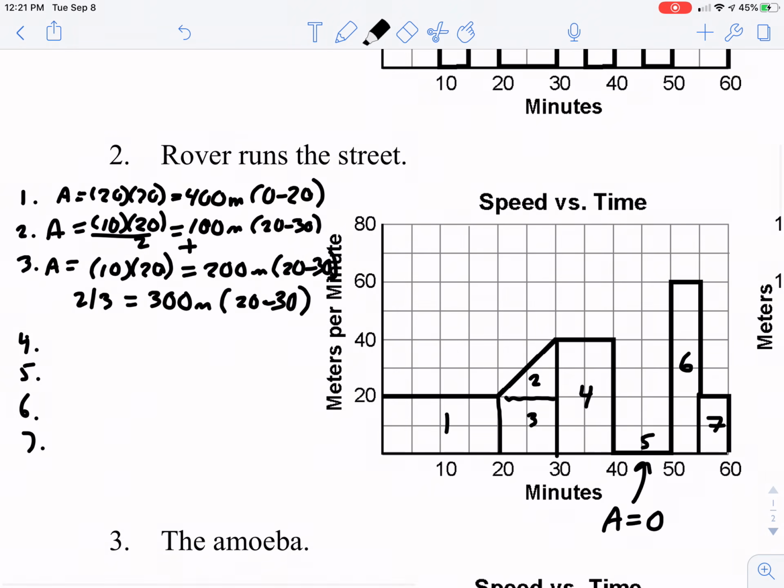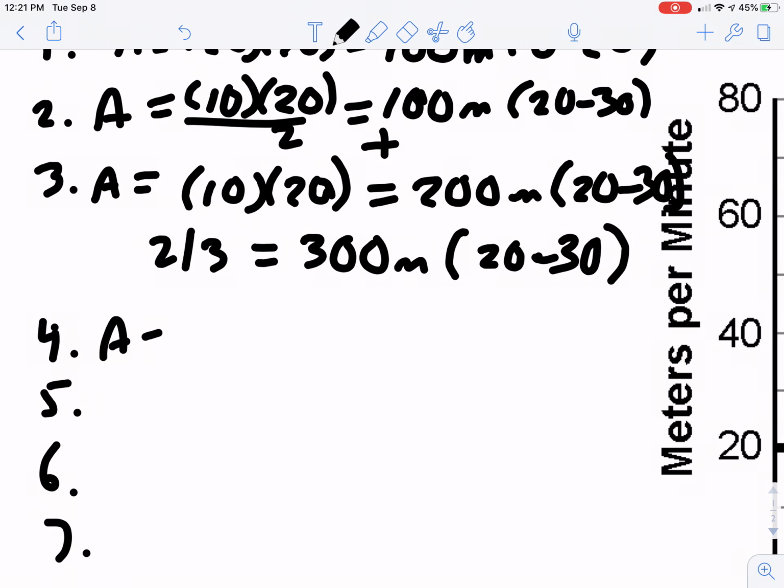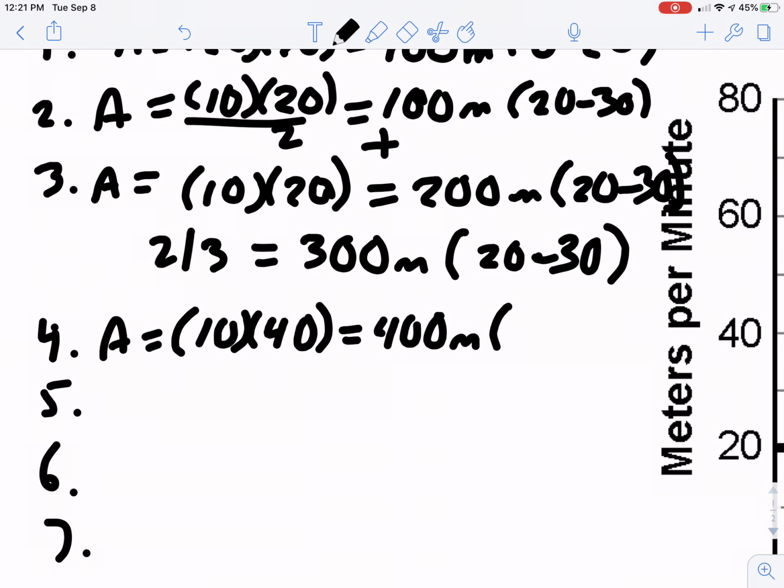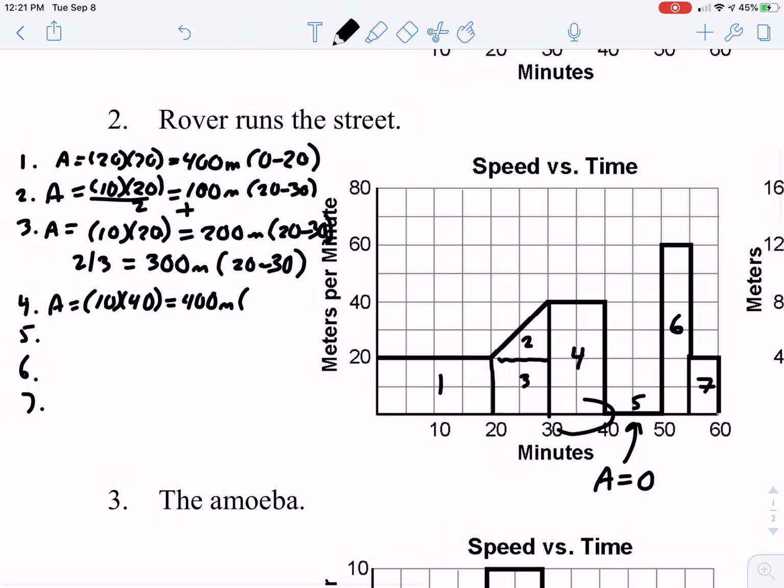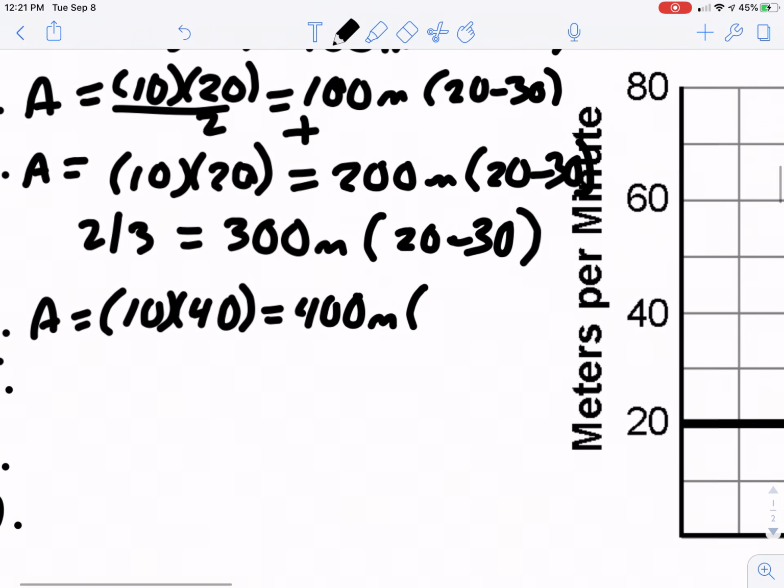Area 4, okay, is this big, tall rectangle right there, and that one has a base of 10 and a height of 40. So that one has an area of 400 meters, and the time interval goes from 30 to 40 minutes.